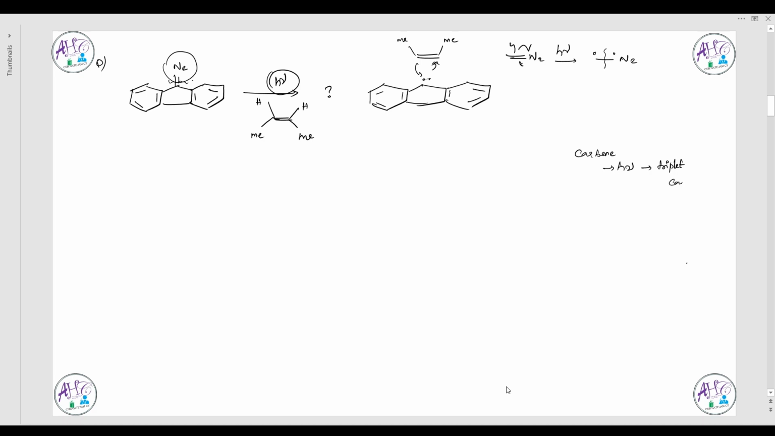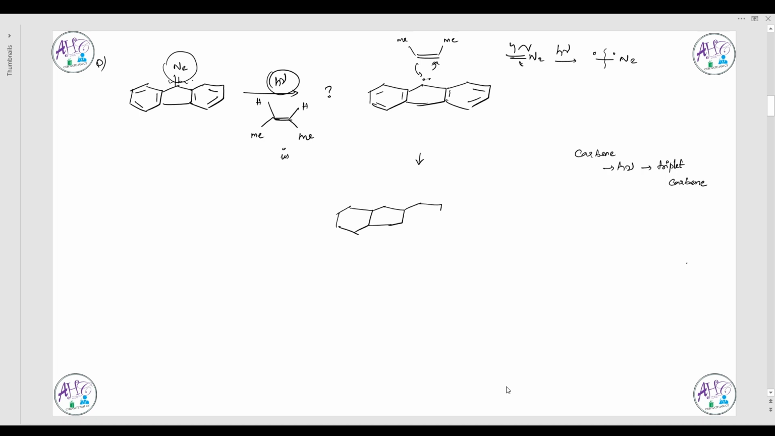So the triplet carbene will be formed in presence of your light. And what about a triplet carbene? We know that you will get two different products. One is retention in configuration, the other one is inversion in configuration. So what do you have here? You have your cis alkene. So how will the product form?